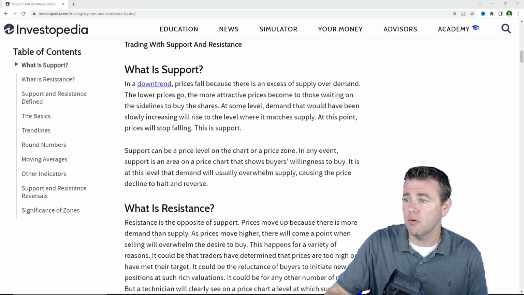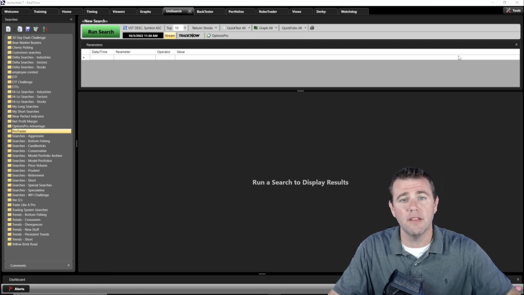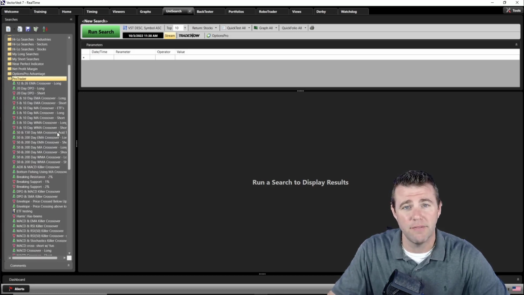So we'll get out of Investopedia.com and jump into the VectorVest 7 Unisearch. As always, we have this Pro Trader folder here, which is our technical scanning capabilities. It is an add-on feature to the VectorVest 7 software, so click on the link down in the description below if you don't have it already to take out a 2-week free trial.